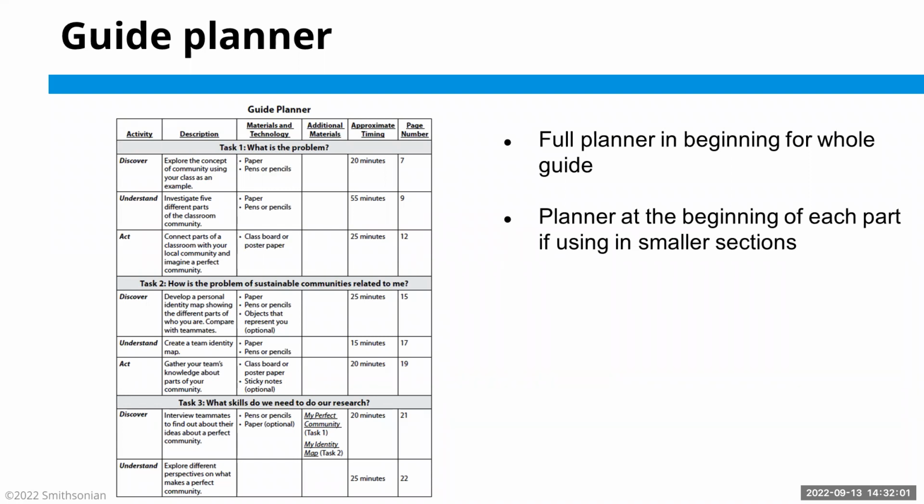There is a full planner in the beginning for the whole guide, so you could just look through the planners ahead of time if you want to get a feel without having to go through the whole 200-page guide. But if you are looking at printing things out for your students or looking at only specific parts of the guide right away, we do have a planner for each part in the beginning of each part if you are using it in smaller sections. And you can download the Sustainable Communities Guide in smaller sections online if you do not want to have to look at the whole 200-page PDF.